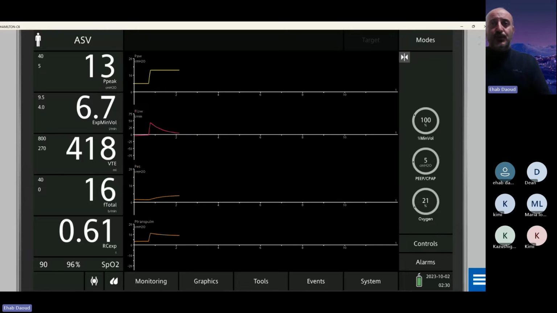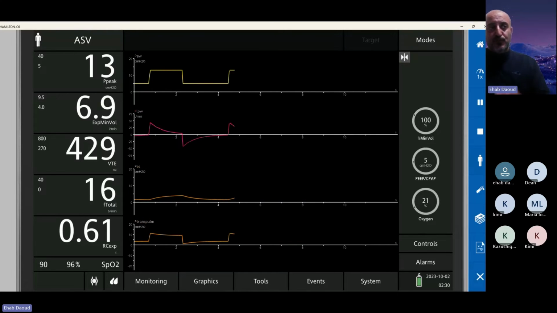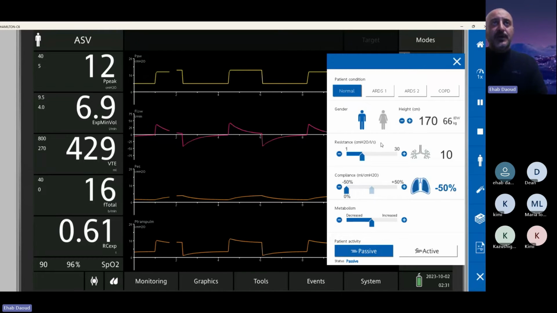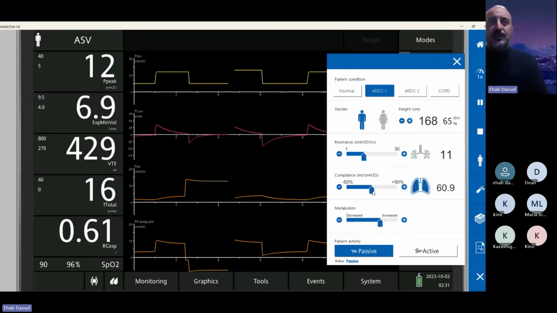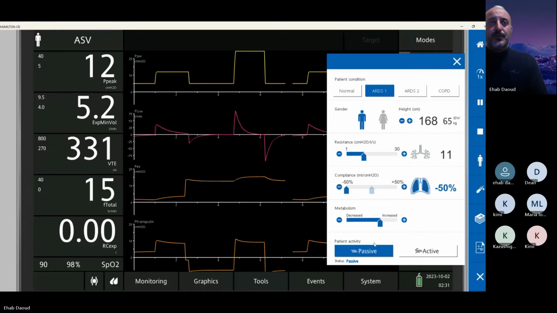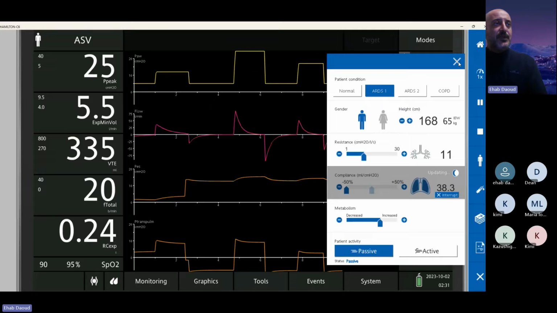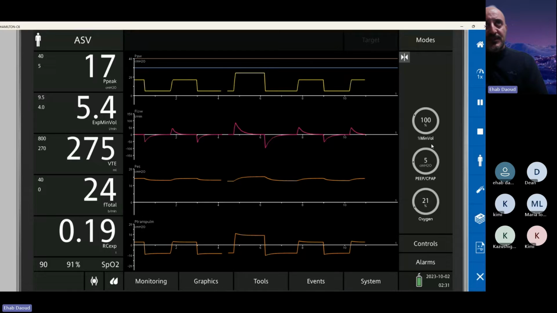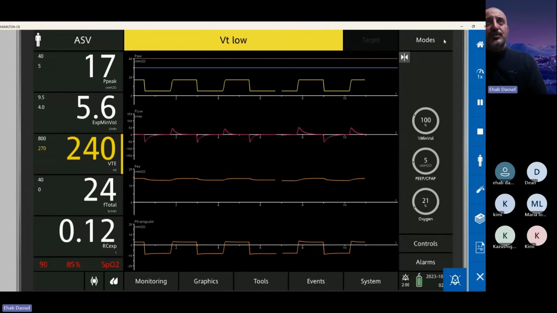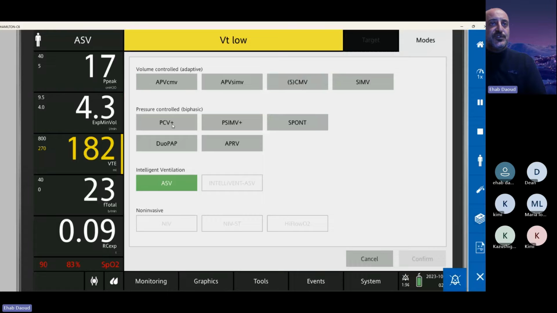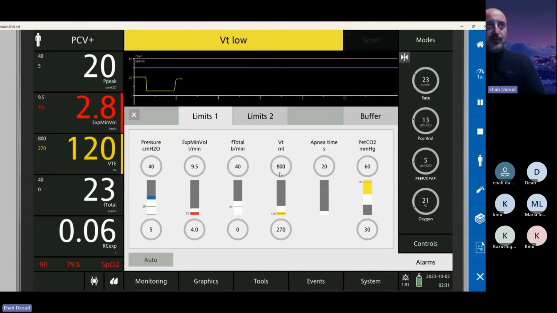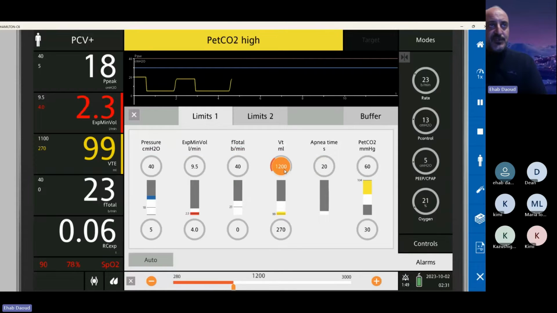So one of the important things about the esophageal balloon, not only to monitor the mechanics, is to set the PEEP. So I am going to make that patient here an ARDS patient. Keep him passive. So let's take a look at what happened here. Of course, I'm in the same settings. I'm actually in ASV, so I will go to just pressure control right now, and I should have set the alarms so it doesn't bother us.